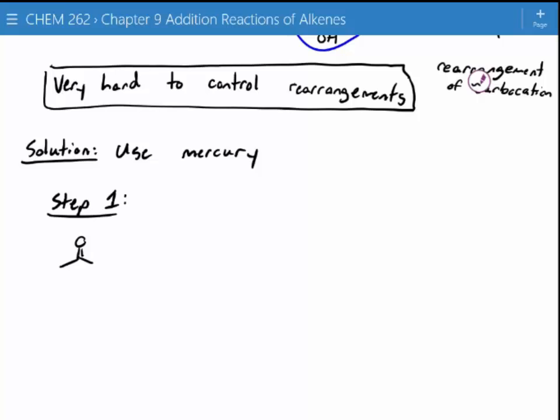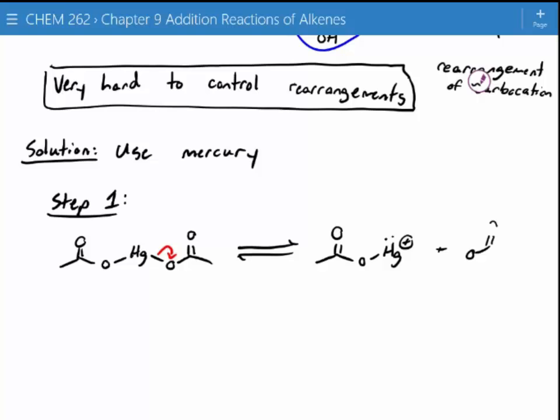Step one is we start out with this organometallic reagent. Mercury is divalent. It can bond to two different things. And this mercury is actually in equilibrium where one of these acetate groups will pop off. If we do that, we've now got mercury with a lone pair and a formal positive charge, plus our acetate anion.